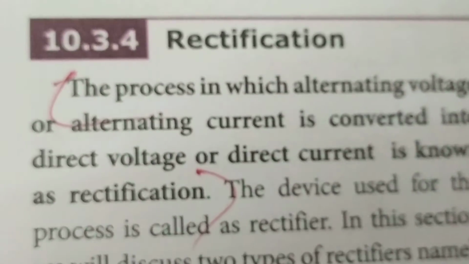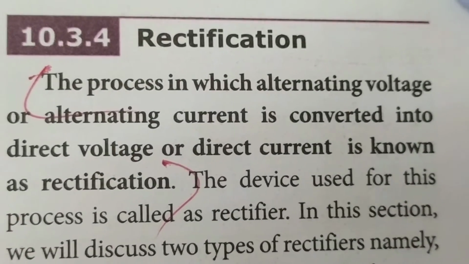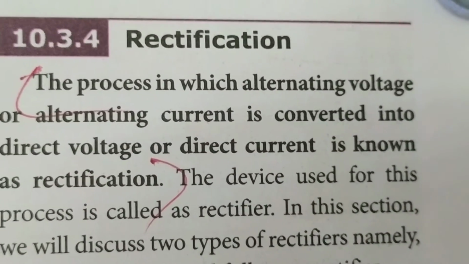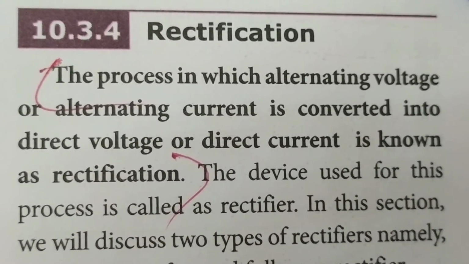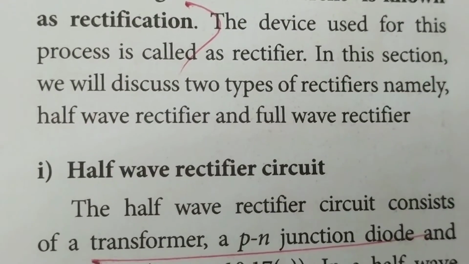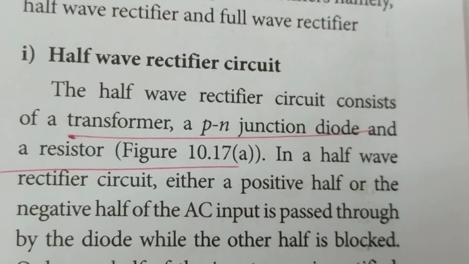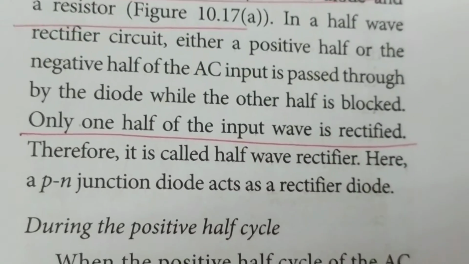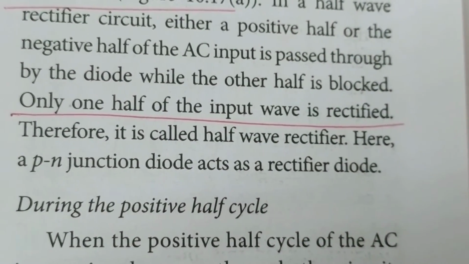Next we shall see rectification. Rectification means converting alternating voltage or alternating current into direct voltage or direct current. This is called a rectifier. Here we are going to see two rectifiers, the half wave rectifier and the full wave rectifier. In the half wave rectifier circuit, you have a transformer, a PN junction diode and a resistor. Only one half of the input wave is rectified, so it is called a half wave rectifier.